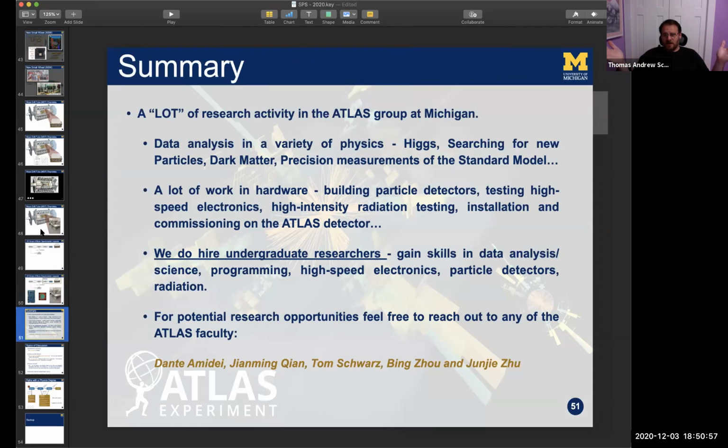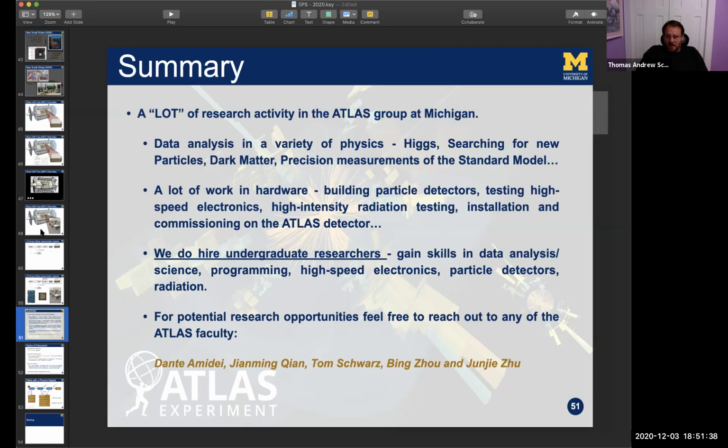And there's a lot of activity in the ATLAS group. So there's a lot of data analysis work that gets done. We talked about the Higgs today, but there's more than that. And so here at Michigan, we do pretty much everything but B physics. So you're searching for new particles, searching for dark matter, doing precision measurements of the standard model. The sky's kind of the limit. That's mostly because there's just a lot of faculty doing this. There's a lot of hardware work. You can build particle detectors, test high-speed electronics, do radiation testing, installation and commissioning on the actual ATLAS detector. So actually building things and putting them on the detector.